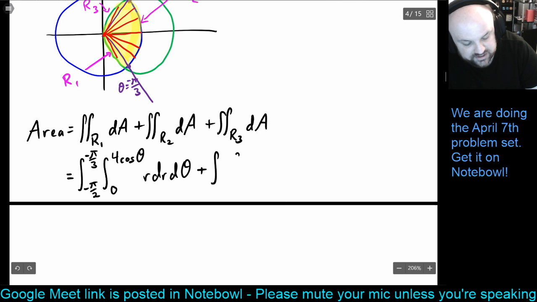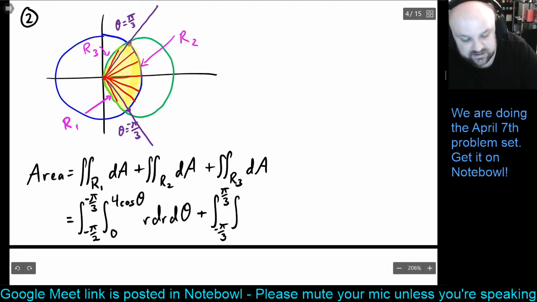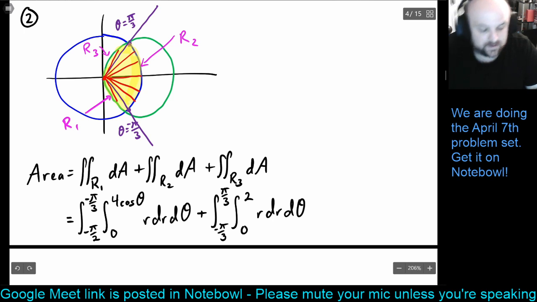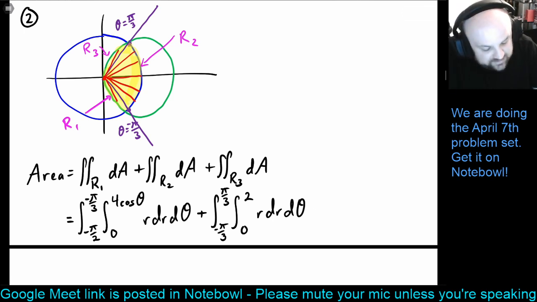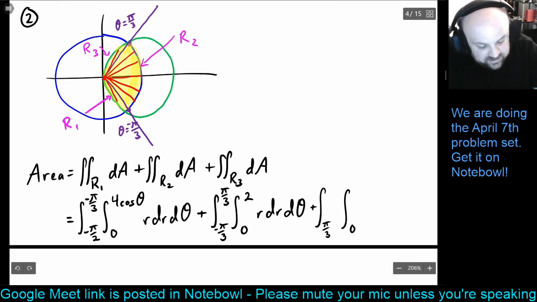Now for area 2, we know this goes from minus pi over 3 to pi over 3. This one starts at the origin and ends on the blue circle. This one goes from 0 to 2. And then we're going to have a similar thing for the last integral. This one starts at pi over 3. The bounds start at the origin and go to the green curve again, and r dr d theta.